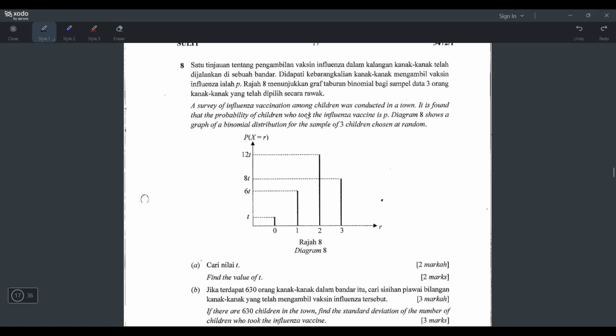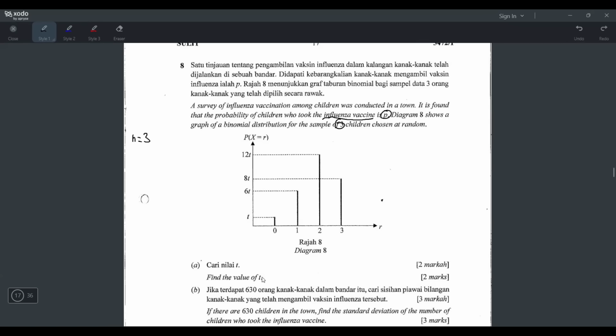A survey of influenza vaccination among children was conducted in a town. It is found that the probability of children who took the influenza vaccine is P. So the probability of success is the probability of those who took the influenza vaccine. Diagram 8 shows a graph of binomial distribution for a sample of 3 children chosen at random. When we are doing binomial distribution, we need to determine the n, p, q. The n is given already, so the n is 3.